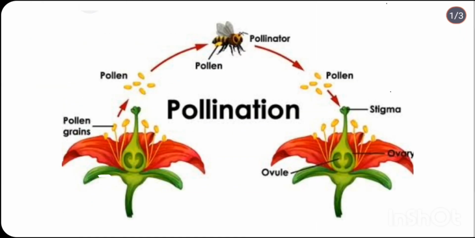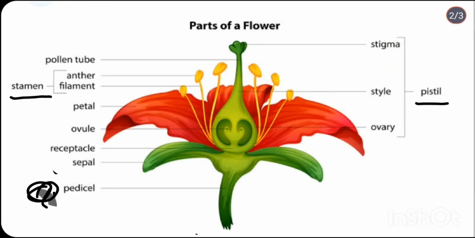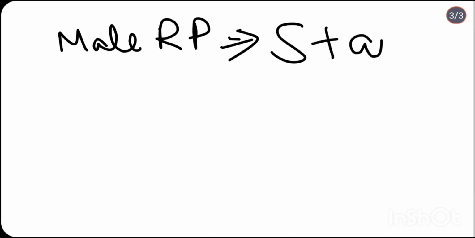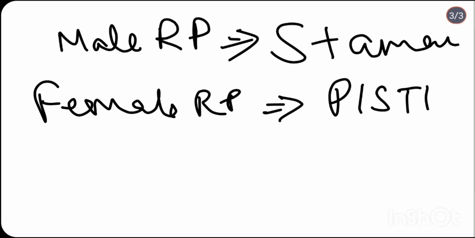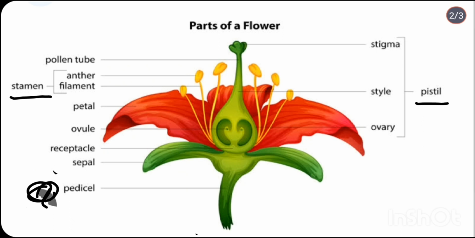So as you can see over here, what is pollination? Pollination is a process of transfer of pollen grains. Now these pollen grains are present in what? Are present in the male reproductive part. And what is the male reproductive part of the flower? It's stamen. So we can write male reproductive part, RP, equals stamen, and female reproductive part is pistil.